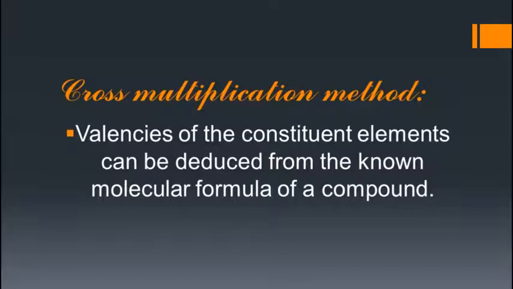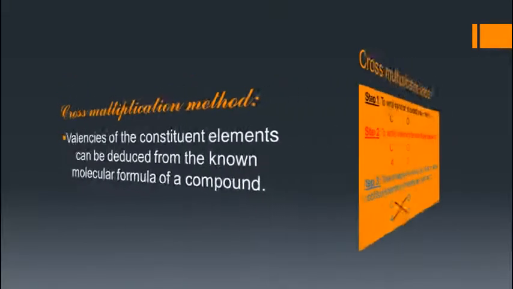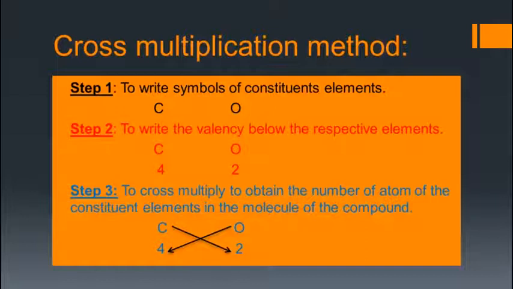It means, students, what is the cross multiplication method? If the valencies are given to us, then we can deduce the molecular formula of a compound from the known valencies of these constituent elements. So let's see what the cross multiplication method is to find out the molecular formula of a compound by knowing the valencies of constituent elements. Now let's see the method.